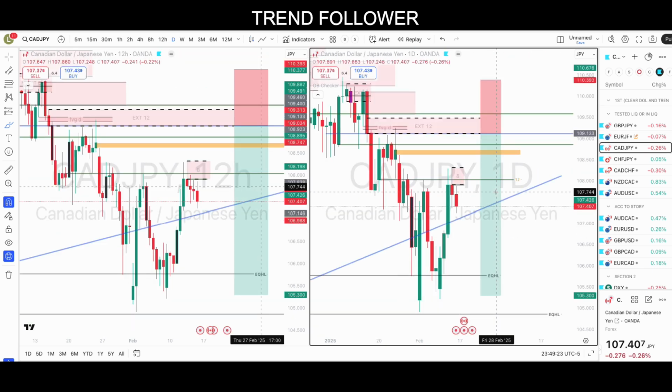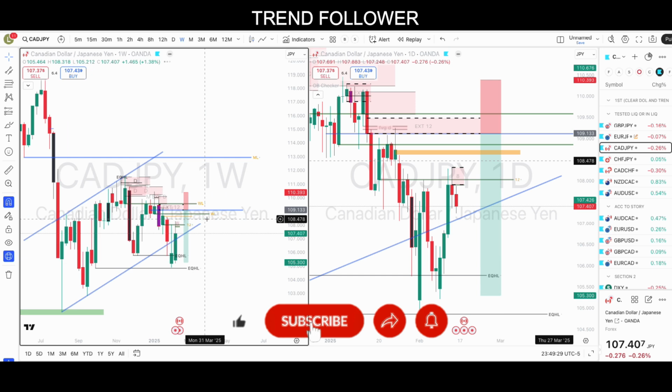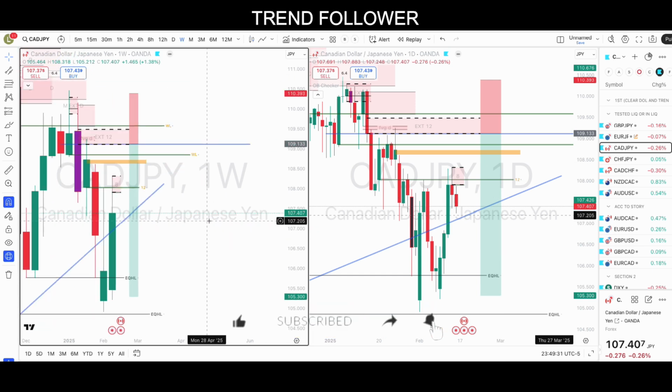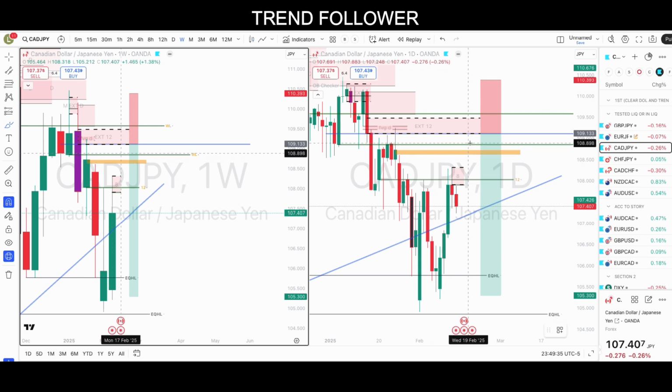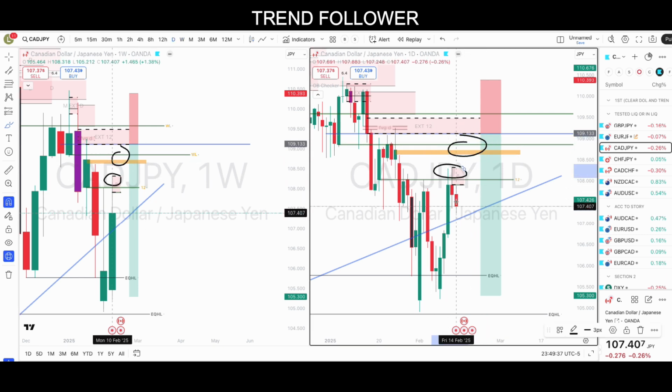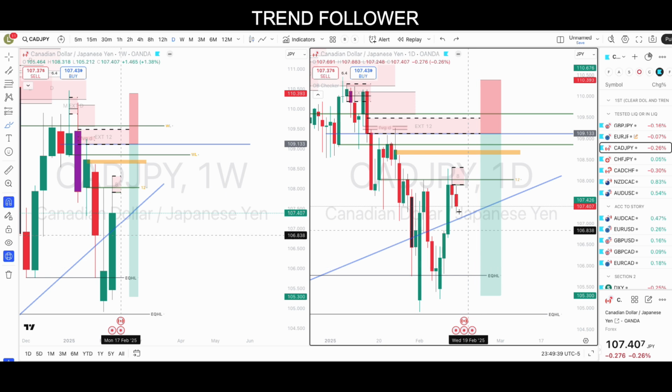The next is CAD JPY. So why did I take GBP JPY and all that? Because multiple names were testing this weekly area. So on CAD JPY also, I was expecting it to come here or here and pull back, and that's exactly what it did. But I wanted it to come here. It didn't, right? But I wanted to see the reaction.